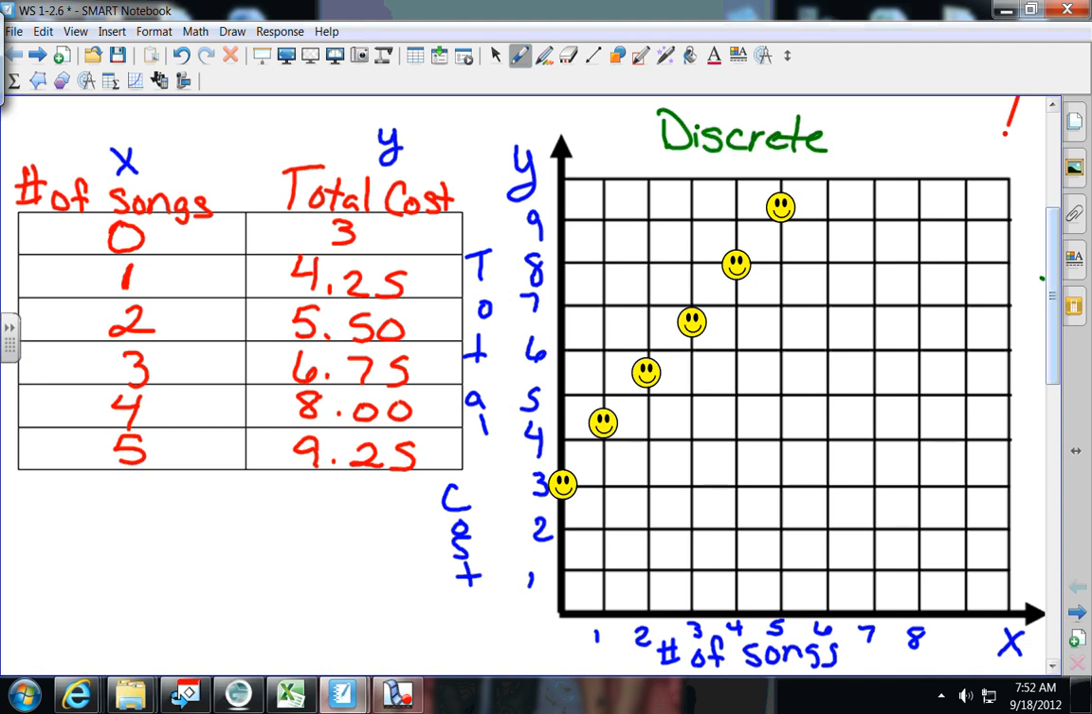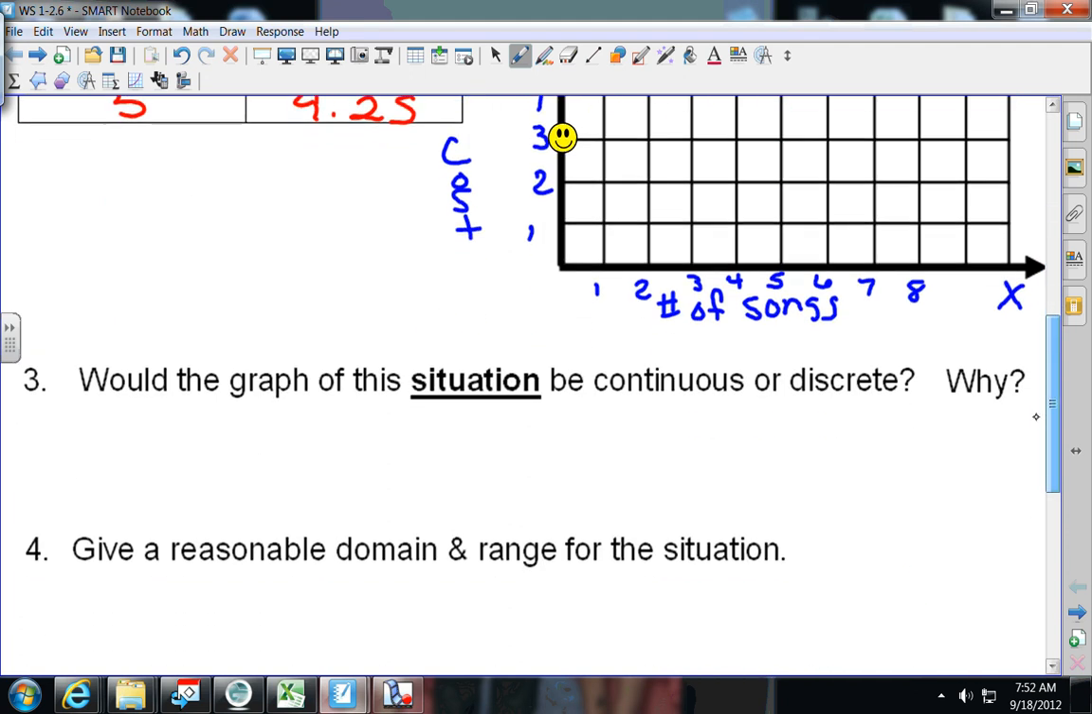So down here, where'd it go? Because it had the question on there. The situation is going to be discrete because you will only pay for whole numbers of songs.